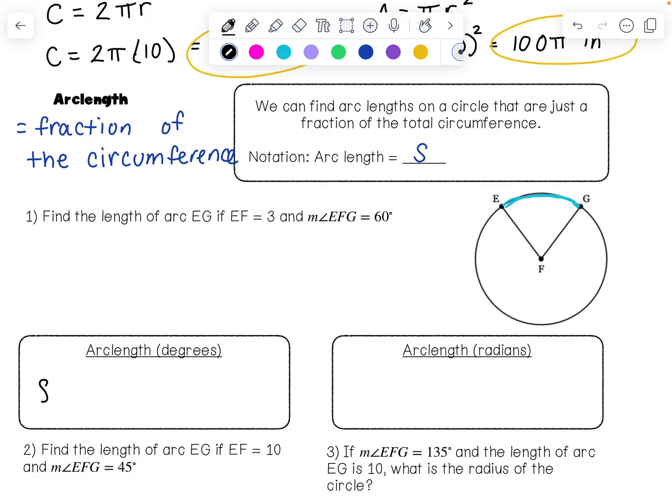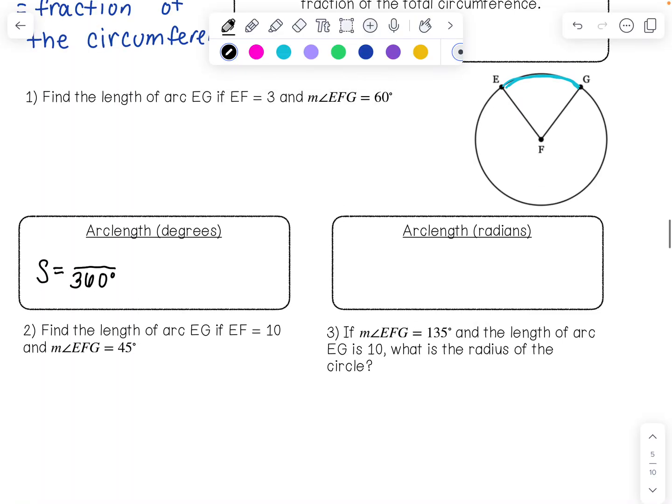Okay, arc length formula is going to be S, and then it's a fraction. So we know in a circle that there is 360 degrees, and in the top of that fraction, we're going to put the symbol theta. That's pronounced T-H-E-T-A, theta, a Greek letter that we often use to stand for angles. So you're going to see that a lot in the rest of pre-calc.